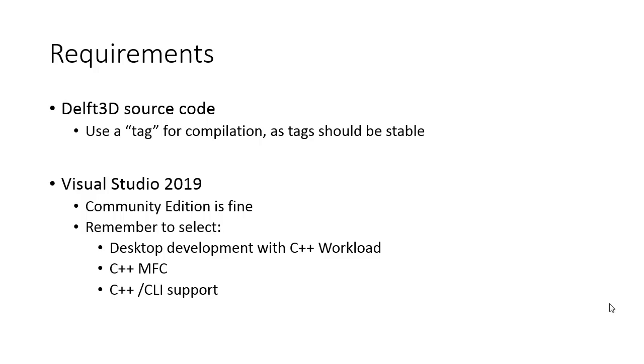So finally, I'm just going to recap everything that we've done in this video. I'll discuss the requirements again to start off with. So you need the Delft3D source code, and it's best to get a tag for one of those from one of the tag folders, as they should be the most stable. So you're going to need Visual Studio 2019. The Community Edition is fine. And when you're installing it, remember to select the desktop development with C++ workload, and include the optional extras, the C++ MFC and the C++/CLI support boxes. Make sure those are checked.